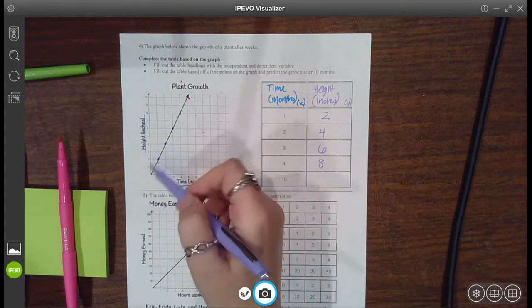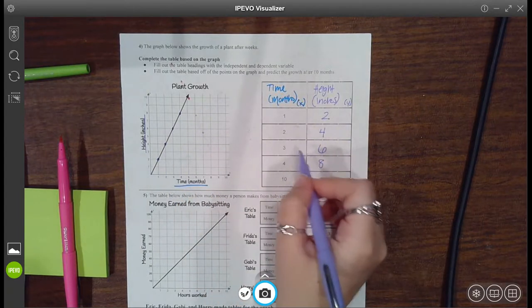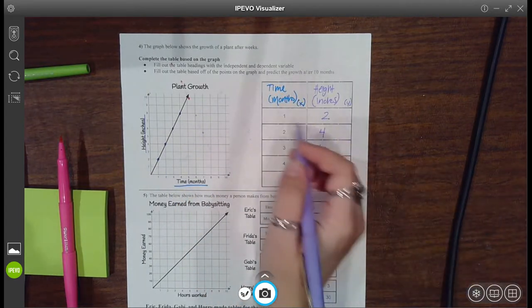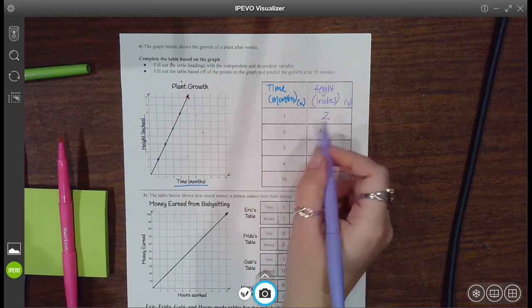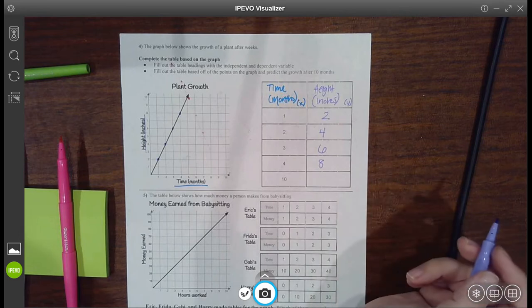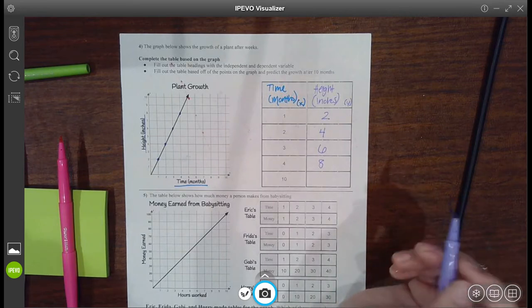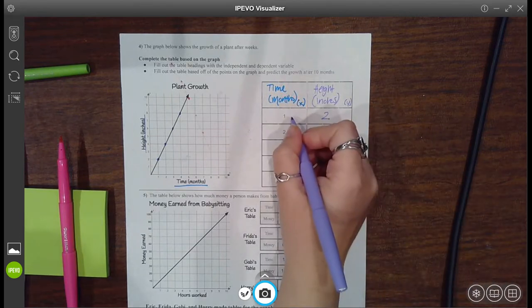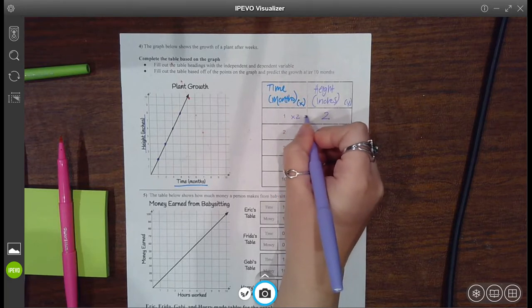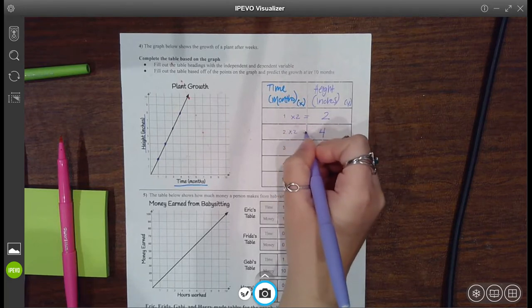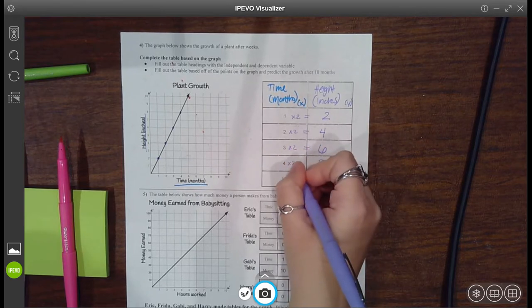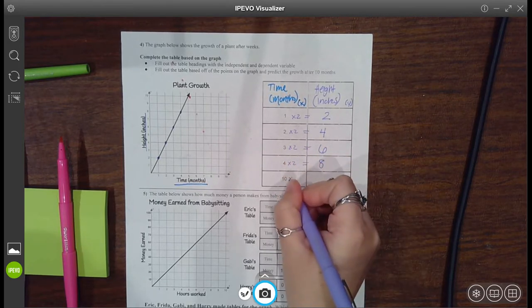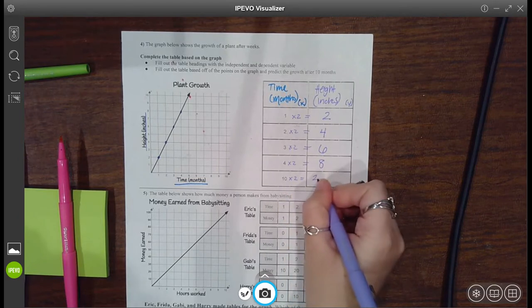But we know that since this is a linear relationship, it's going to move in a continuous pattern. So it's going to move at a constant rate. Whatever I do to X, I'm going to do that each time in order to get my Y. So what did we do each time? Did you already figure it out? Yeah, we multiplied 1 by 2 to get 2, right? So 2 times 2, I get 4. 3 times 2, I get 6. And 4 times 2 gives me 8. So 10 times 2 would give me 20.